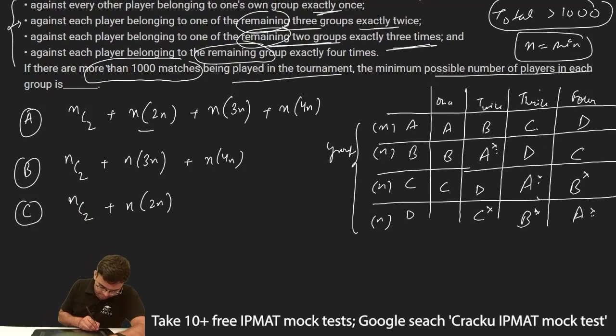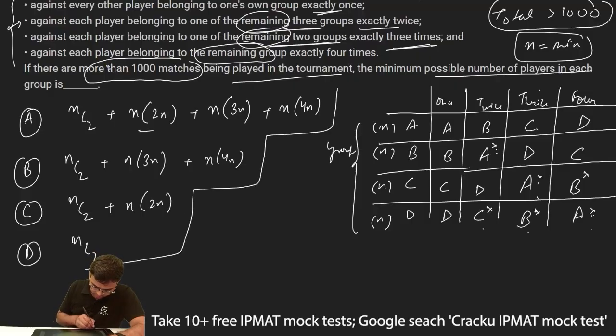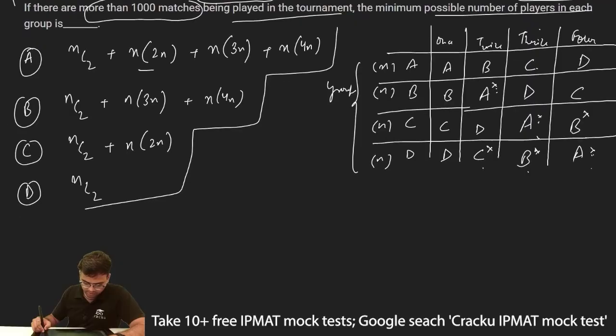Now for D, they have to play within themselves, which is NC2, and we don't have to count for C, B and A because these games are already counted. We have already considered them when we were counting the number of games for A, B and C. So the total sum of these 4 things is basically the total number of games. What is the total number of games? NC2 is equal to what? N into n minus 1 by 2.